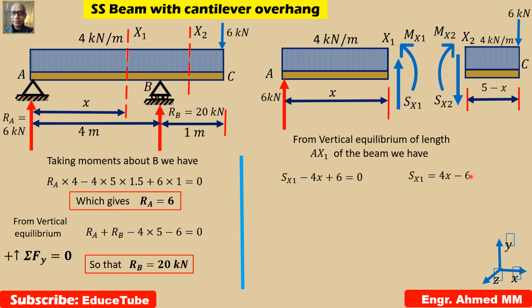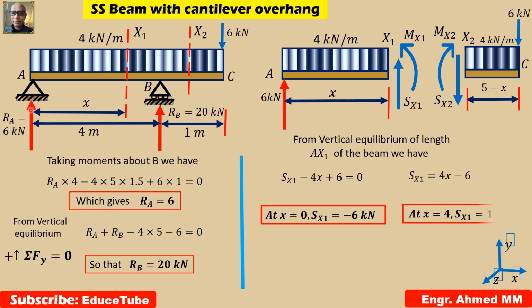Now we have to apply boundary conditions. What is that? At x equal to 0, if you put the x value 0, Sx1 equal to minus 6 kilonewton. I mean it is at this position A. Again, another boundary condition: at x equal to 4, I get Sx1 equal to 10 kilonewton. It is here at B.